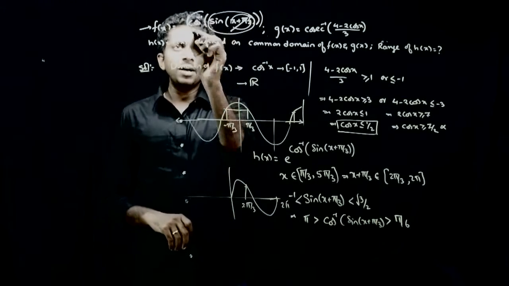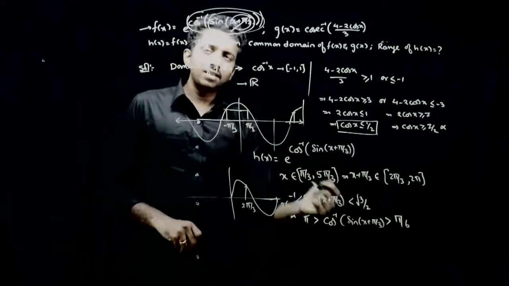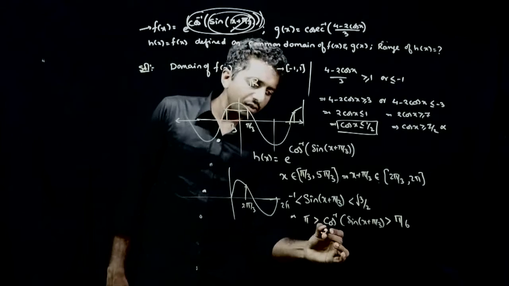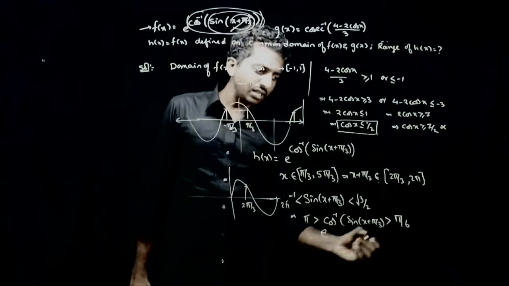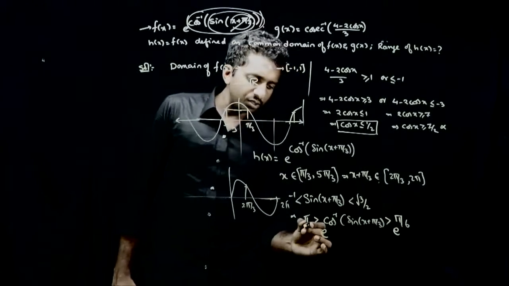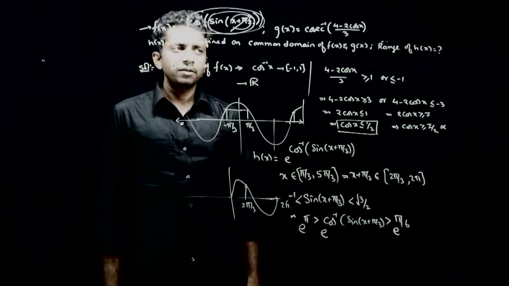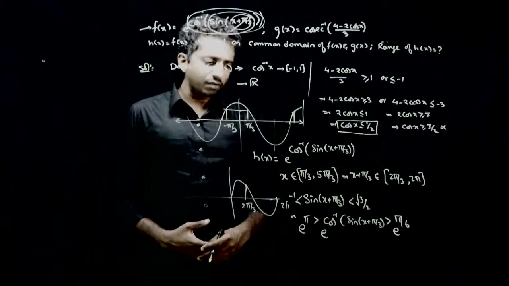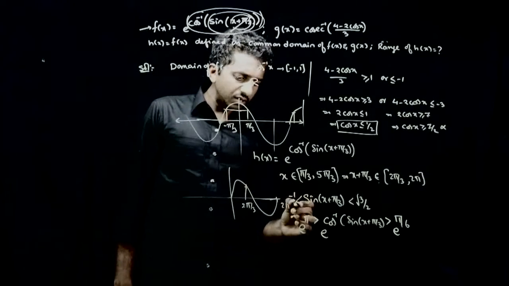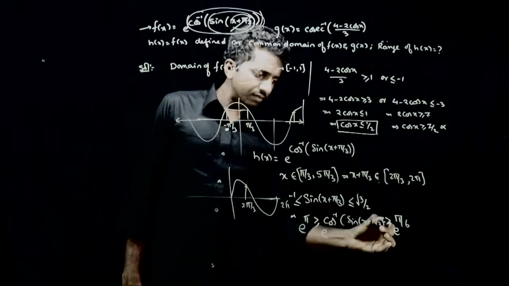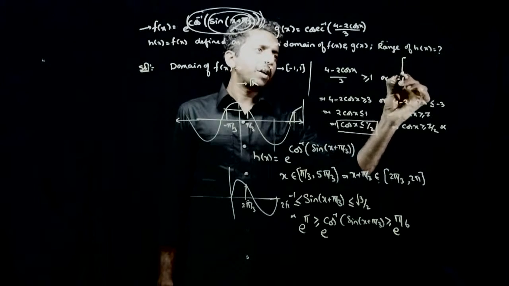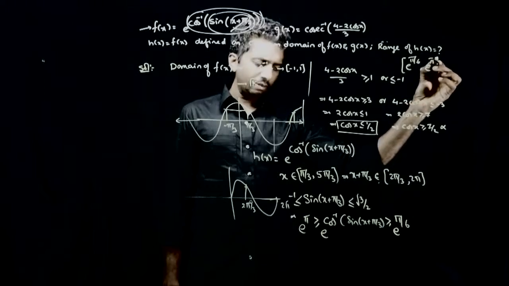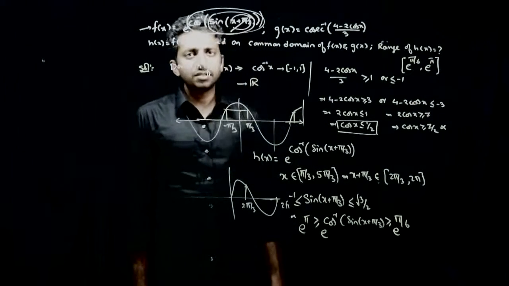So if this whole term lies between pi by 6 and pi, so e power अप्लाई करने के बाद वो कहां से कहां होगा? So if you take e power, cos inverse of this lies between e power pi by 6 to e power pi. So that will be the range of h of x. So what will be the range of h of x? So you have closed interval hai, so you have also equalities. So the range of h of x is e power pi by 6 to e power pi. So that will be the answer to this question.